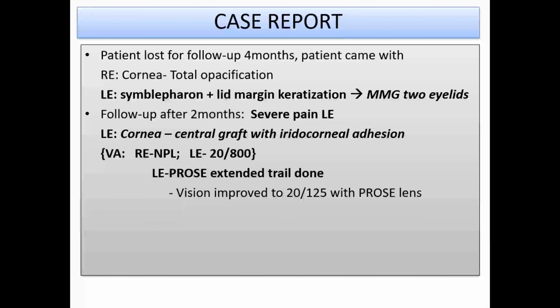Left eye on examination, cornea had central graft with iridocorneal adhesion. Visual acuity on examination: right eye, no projection of light, and left eye had deteriorated to 20/800. Left eye, PROS extended trial was done and the vision improved to 20/125 with PROS lens.